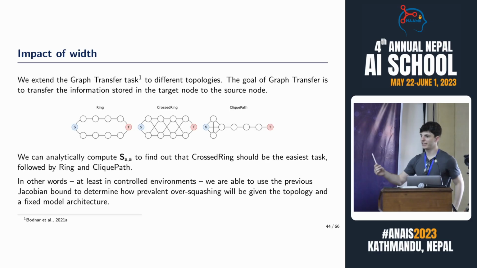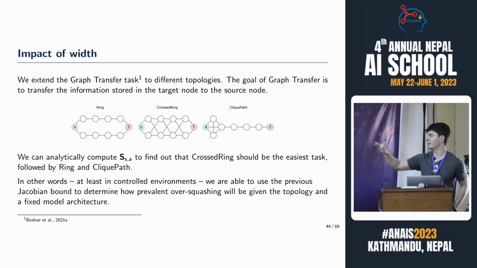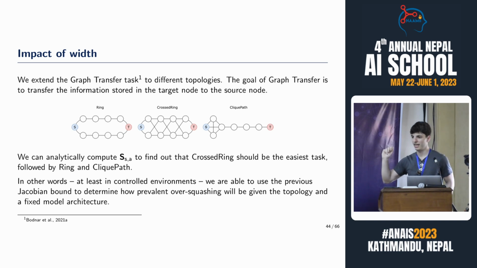And what we can do is analytically compute this quantity based on the powers of the adjacency matrix. Theory tells us, given our bound, that we can order the graphs based on how hard they are. So cross ring will be the easiest, ring will be the second easiest, and clique path, which is the lollipop graph I was talking about before, is the hardest. And again, we're inferring this purely from the topology of the graph by looking at powers of these adjacency matrices.